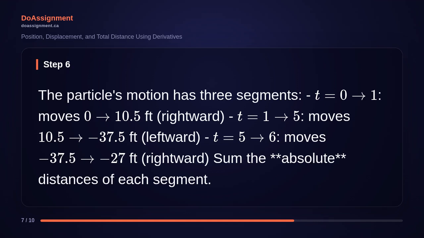The particle changes direction at each turning point. From t equals 0 to 1, it moves right. From t equals 1 to 5, it moves left. And from t equals 5 to 6, it moves right again. Total distance is found by adding the absolute distance of each segment.